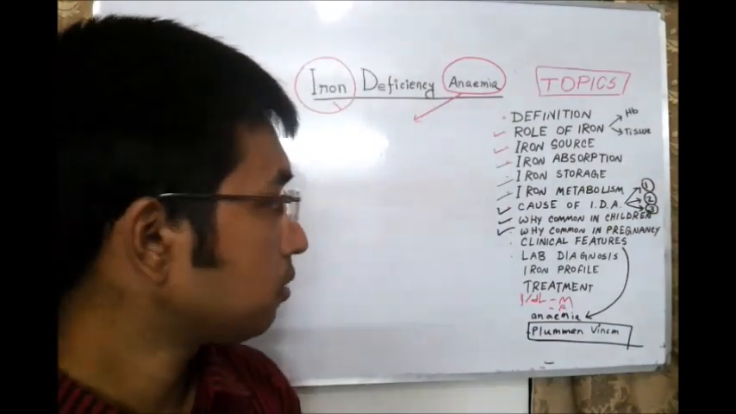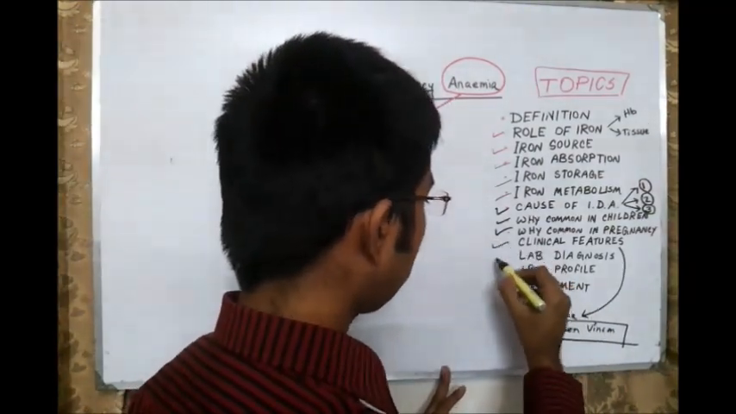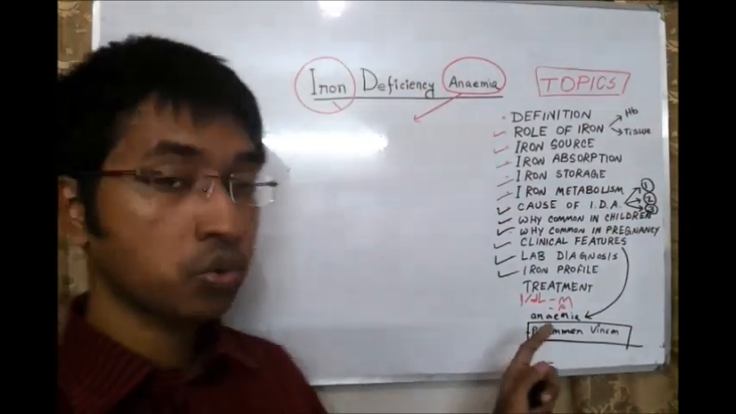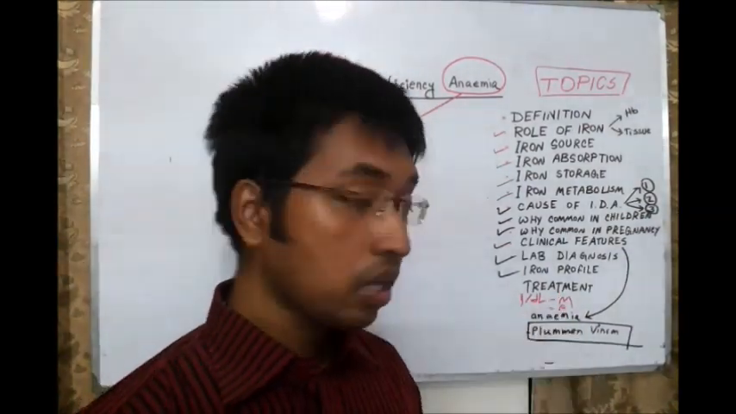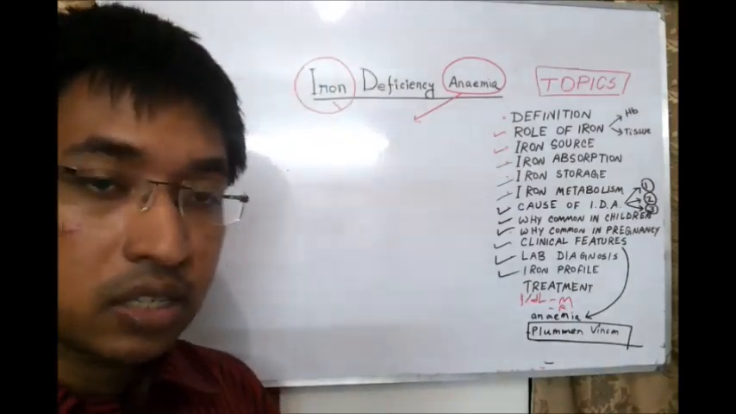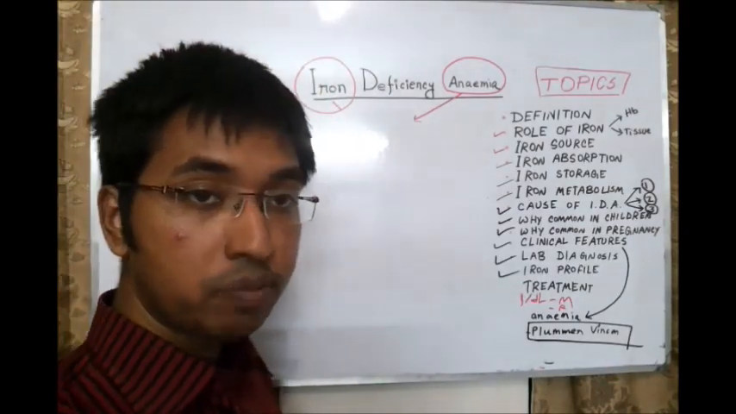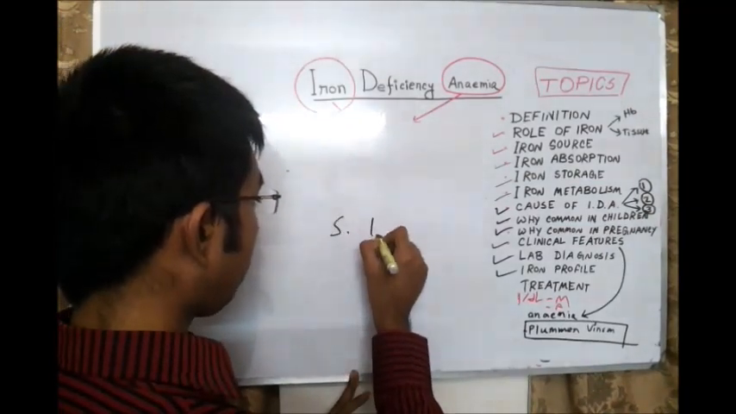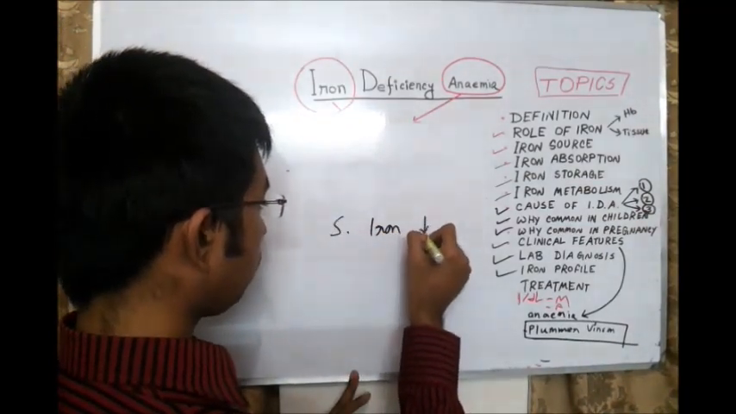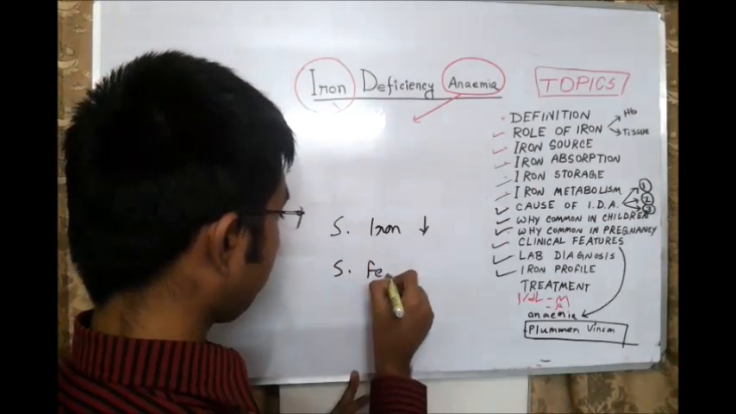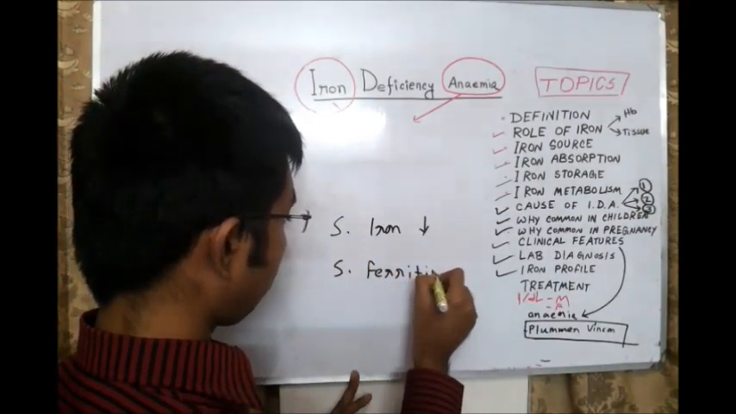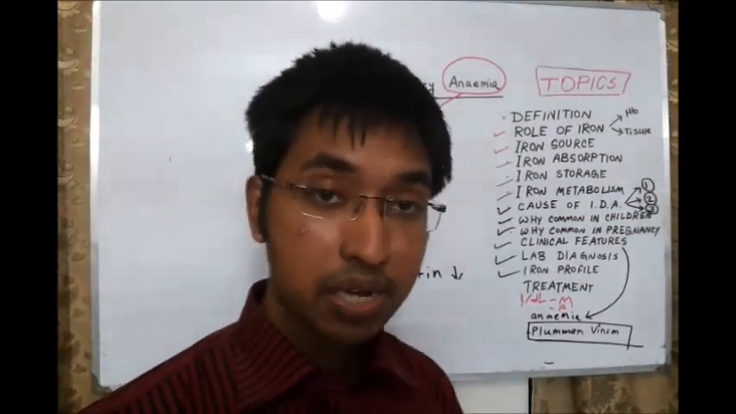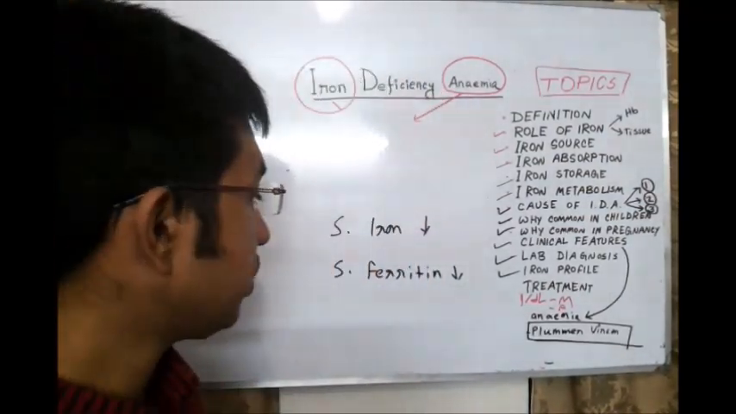will be normal. So one more thing, iron profile. You may also have to know this iron profile. In iron profile, all things will be decreased except the TIBC. That means the serum iron level will decrease, serum ferritin level will decrease, but the total iron binding capacity will increase.